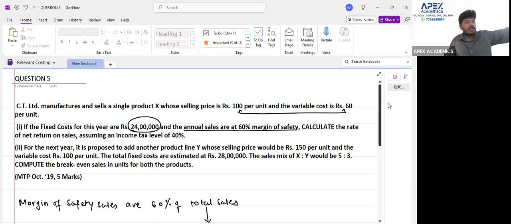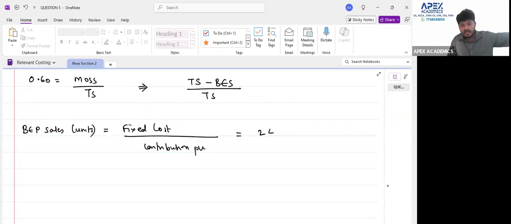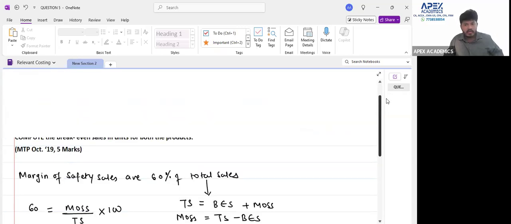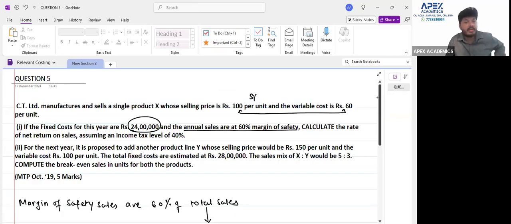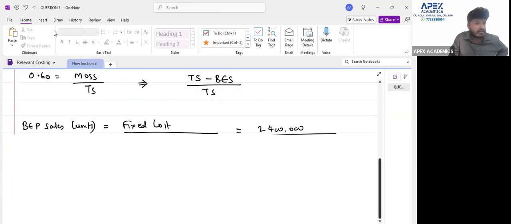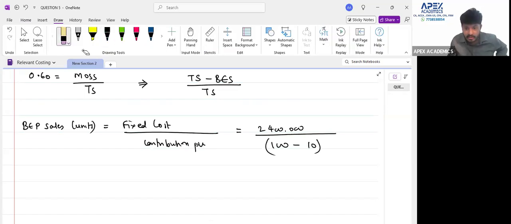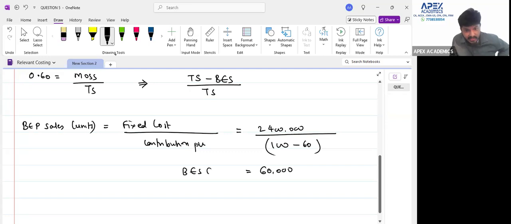What is your fixed cost? 24 lakhs. Yes or no? Please tell me that. And what is your contribution per unit? 100 minus 40. See over here. What have they said? 100 is your selling price. Oh, 100 minus 60. Sorry. So this will be 100 minus 60. So what is the contribution? 40. So how many units? 24 lakhs divided by 40. What is the answer? Your answer is 60,000 units. What is this? This is break-even sales in units.